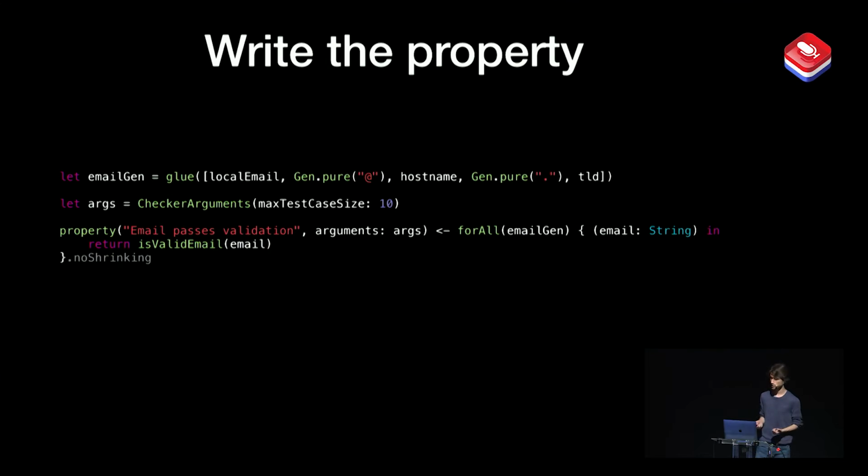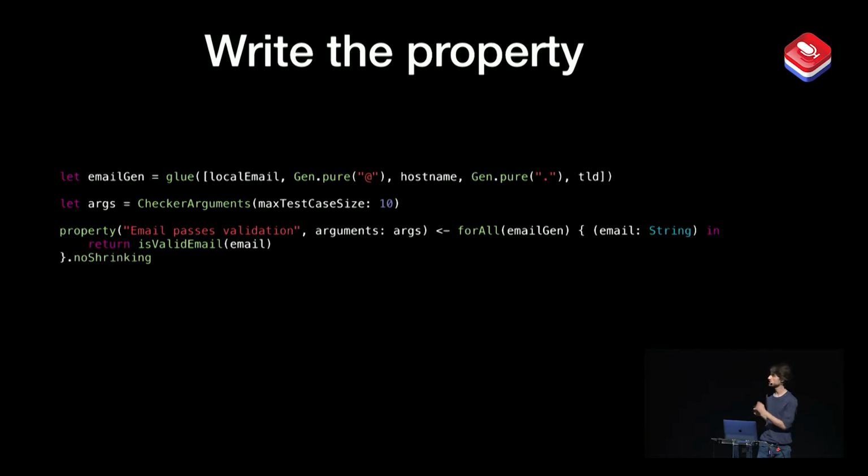And then we actually write the property. So does our regex work? So we write the property, we provide our custom arguments. We say, OK, for any value that comes from my email generator, I want to test whether it is a valid email. And since my regex only validates valid emails, everything that comes from the generator should return true.